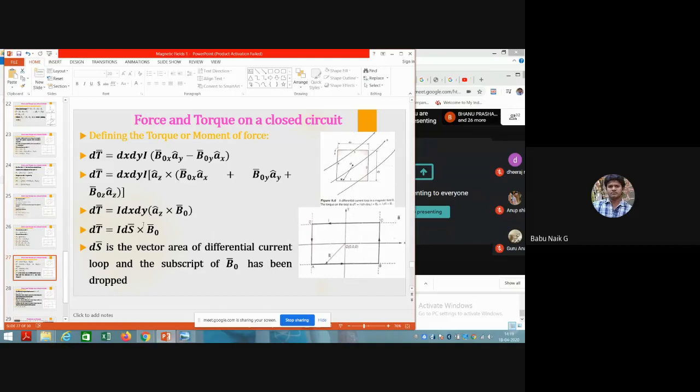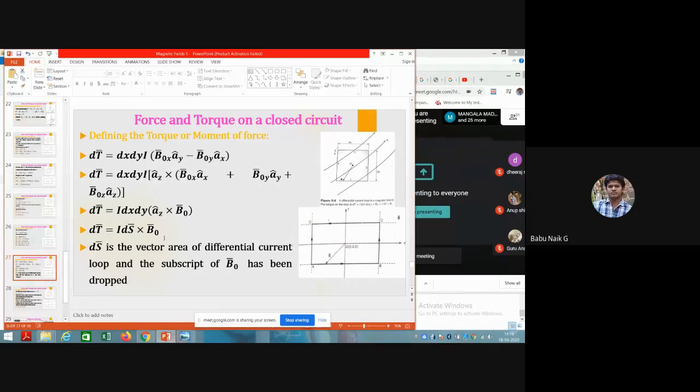So we have taken this cross B naught, dS, and a cap z direction. So dx dy a cap z is nothing but the complete dS area. Your current direction is in the z axis, and then you create that dx dy rectangular box, which gives the surface area of the rectangle here. So cross B bar naught. Okay. So this is the torque.